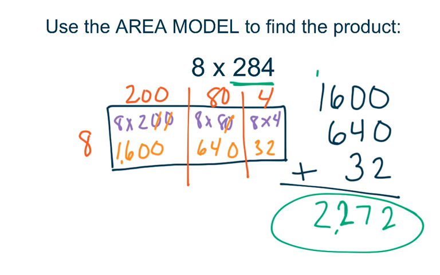Okay? That is our area model. We draw our rectangle, we split our rectangle into pieces, and then we solve for each of those pieces to find our partial products. Then we add them all together.